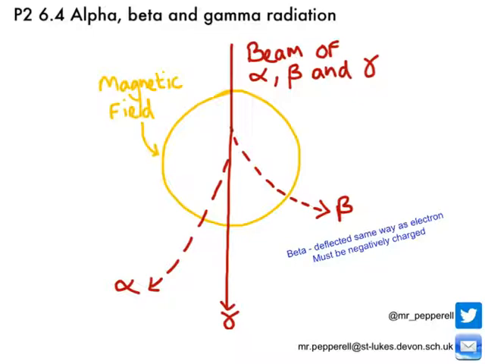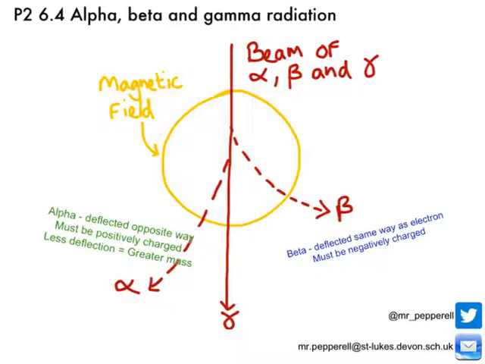Now let's pass an alpha beam through the same magnetic field, and hopefully you might realise that what is going to happen is that it's going to be deflected in the opposite direction, okay? The opposite way to an electron, which should tell us it's got a positive charge, okay? Now what you might also notice is that the beta particle was deflected straight from its path. The alpha particle has not been deflected as much.